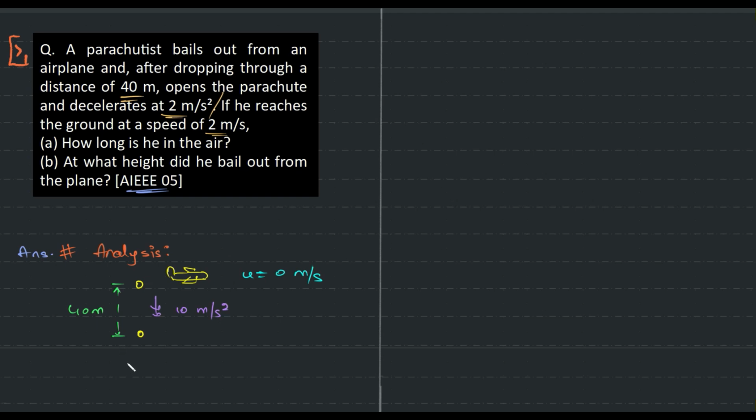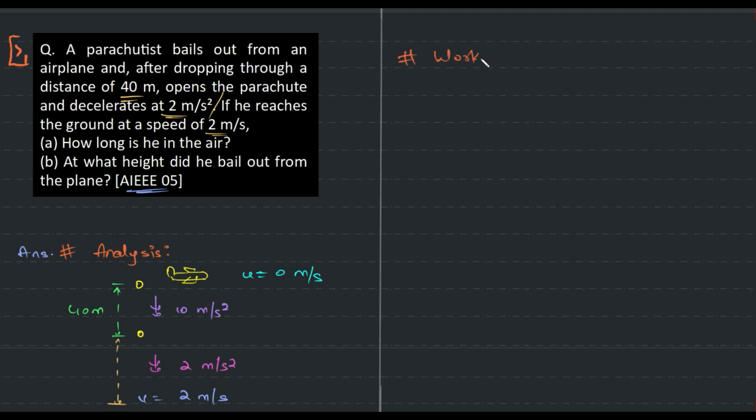Then the person opens up the parachute and the person is dropping now at a rate of 2 meter per second square. And by the time the person reaches the ground, okay, we don't know the distance over here. What else do we know? We know that the final velocity over here is 2 meter per second, and that's it. So it's quite simple actually. How long is he in air?